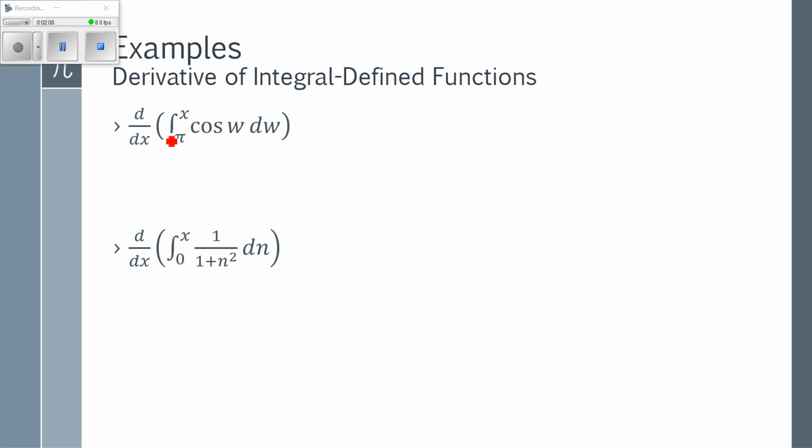So examples of this: if I want the derivative with respect to x of the integral from pi to x of cosine w dw, w is a dummy variable, constant lower bound, x is in the upper bound, so the derivative and integral cancel. X replaces my dummy variable, and there's my derivative. If I need the derivative with respect to x of the integral from 0 to x of 1 over 1 plus n squared dn, constant lower bound, x is in the upper bound, derivative cancels the integral, upper bound replaces my dummy variable, I have 1 over 1 plus x squared.